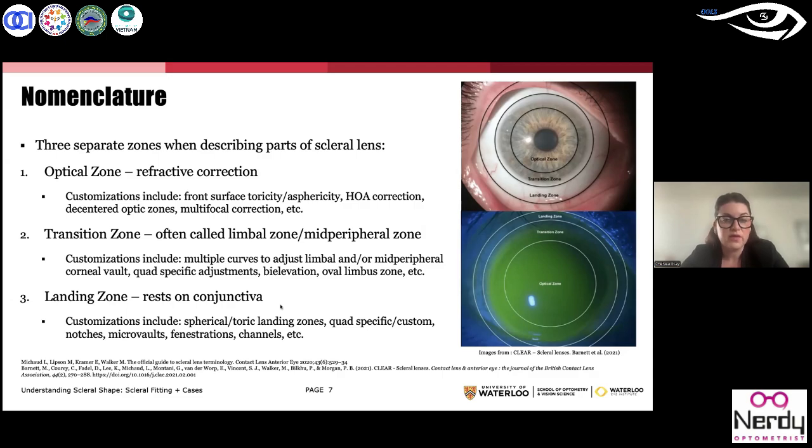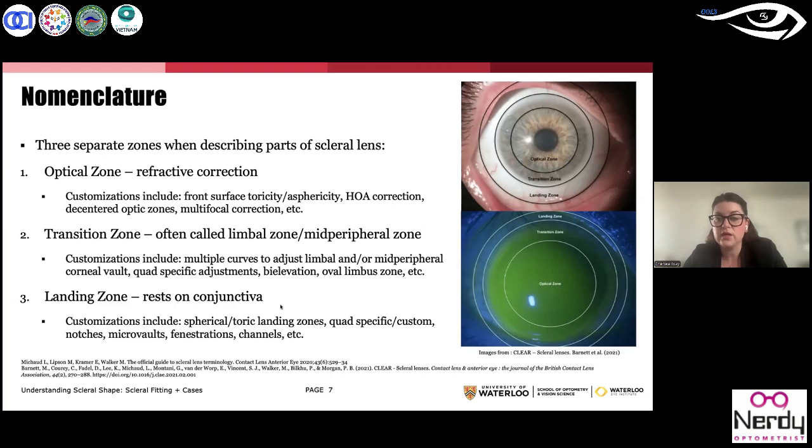But this is that limbal zone, and you can have multiple curves to customize that limbal vault or mid-peripheral vault. You can do quad specific limbal adjustments by elevation, oval limbus zones, things like that. And then we're going to spend a little bit more time talking about the landing zone today.